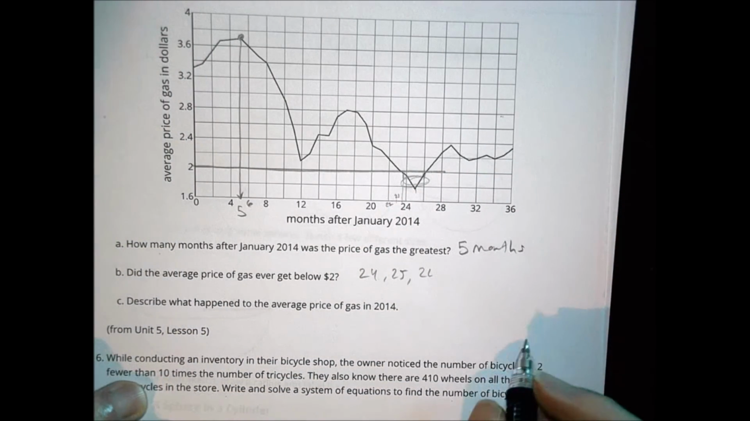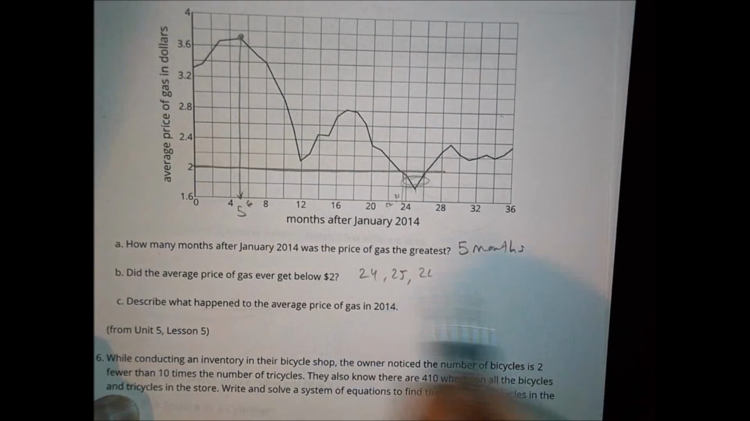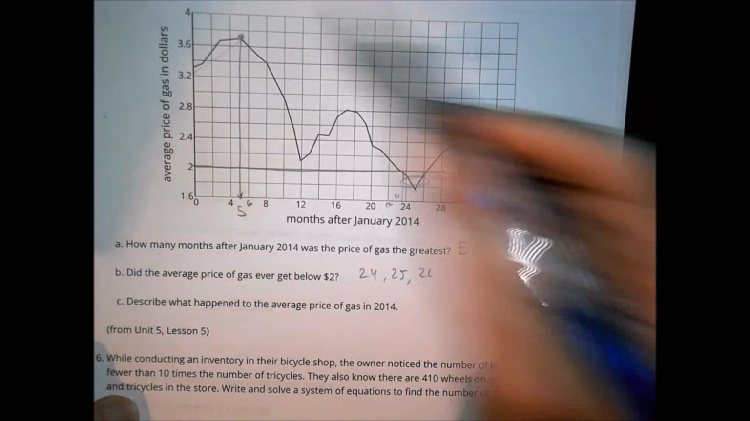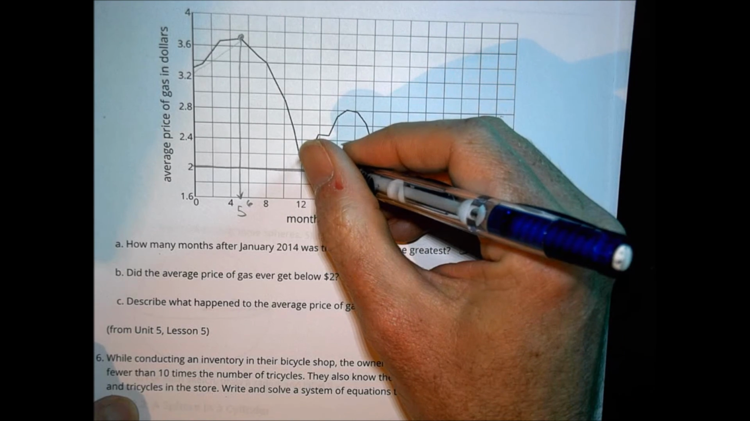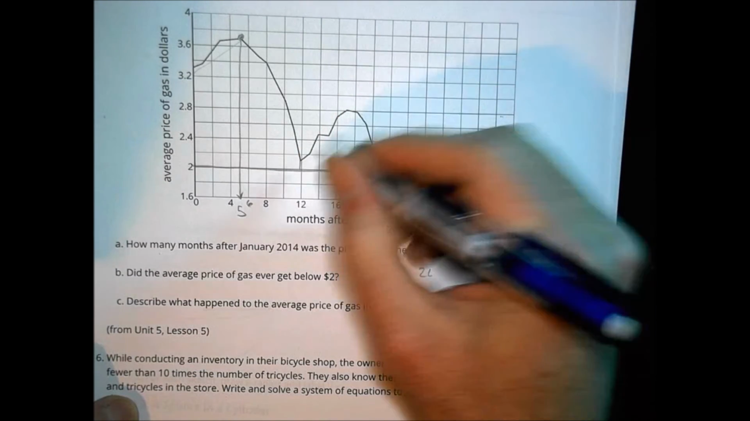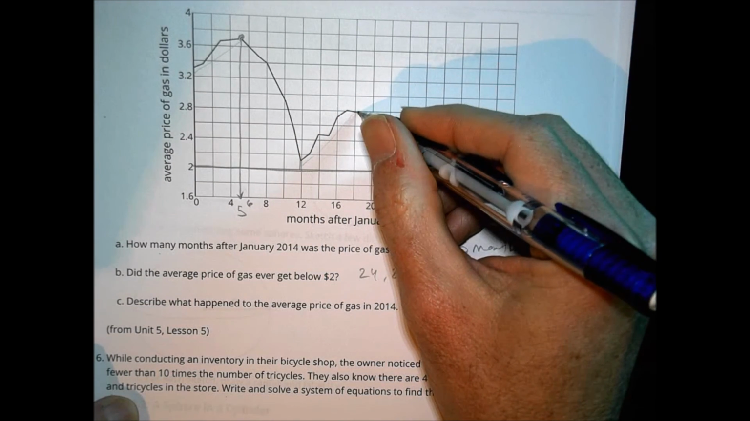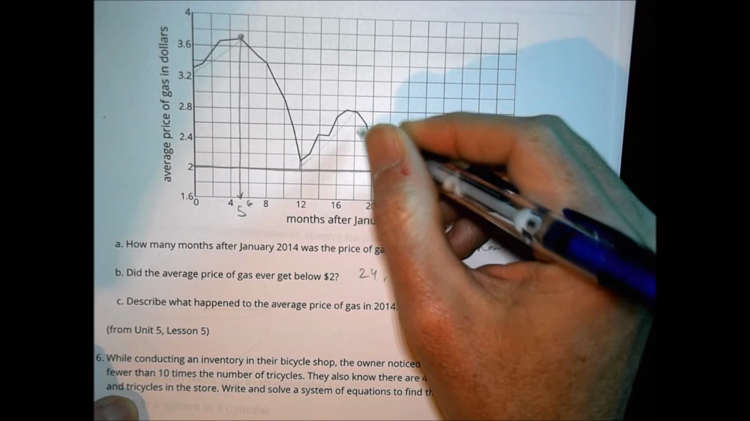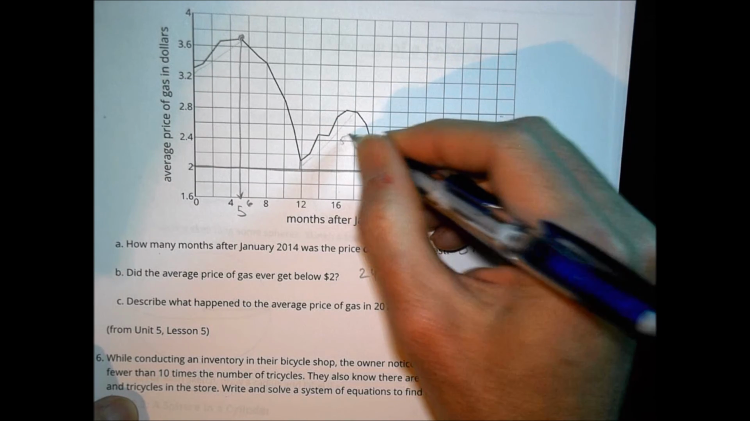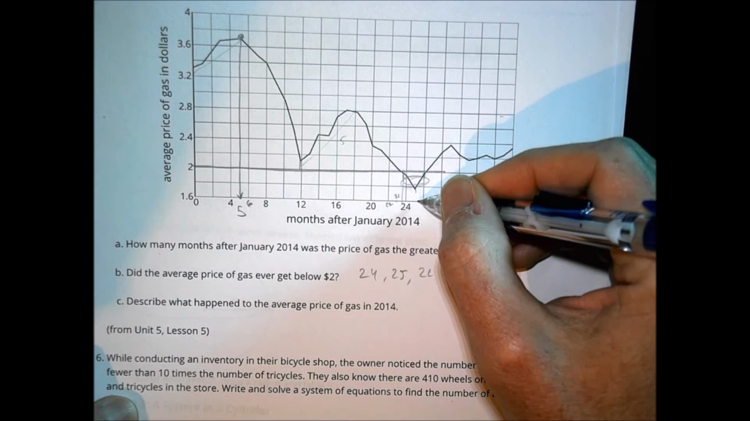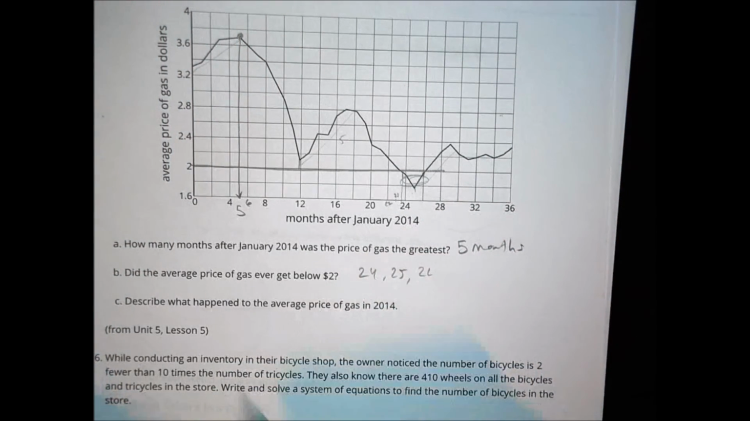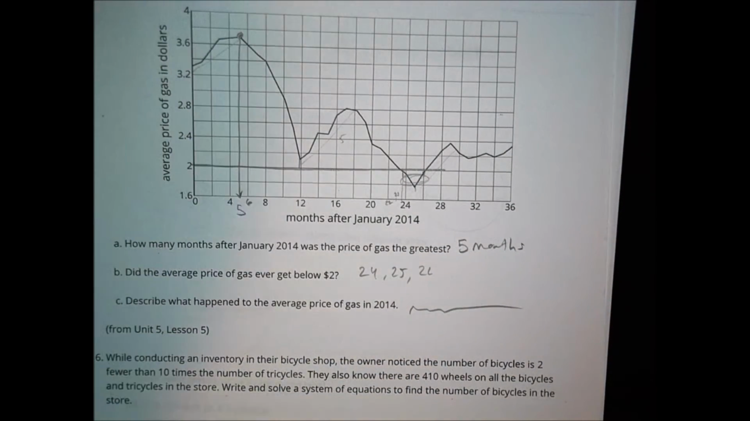What happened to the average price in 2014? What you want to do is just talk about this. You'd probably say that for the first 5 months, it seemed to increase. And then for 7 months, it dropped quite a bit. It rose again for another, well, we could say about 5 months it went up again. Then it dropped down for several months, went up, and then kind of leveled out there for the last few months. You can write up your own little story for what that would look like there.